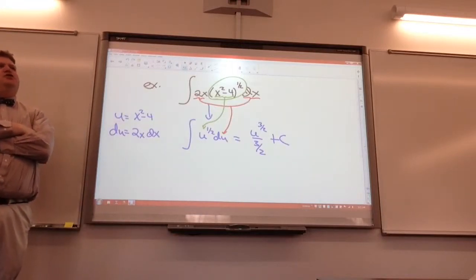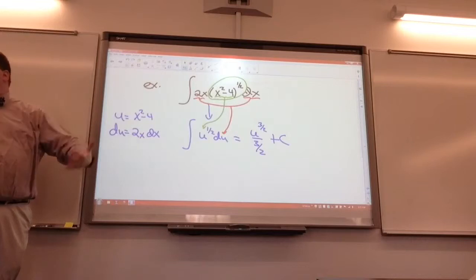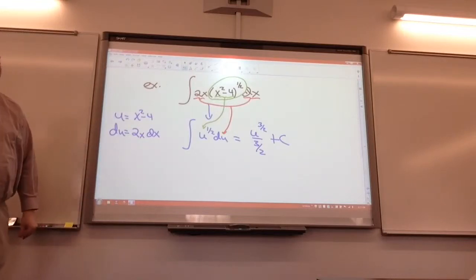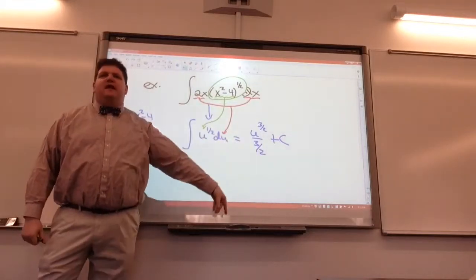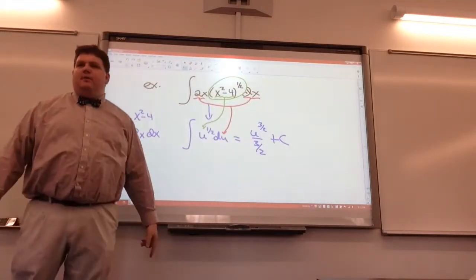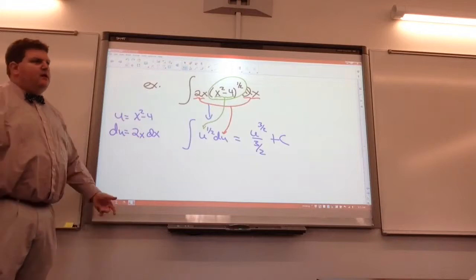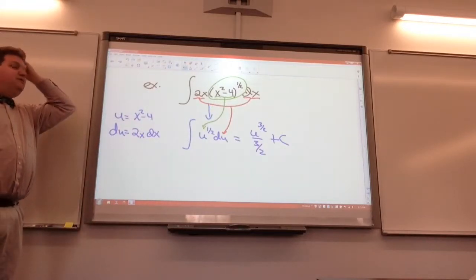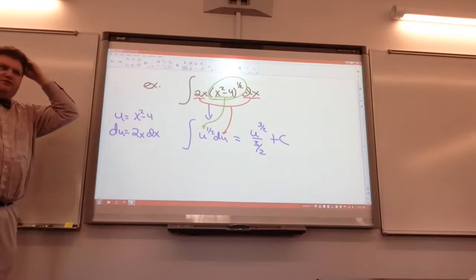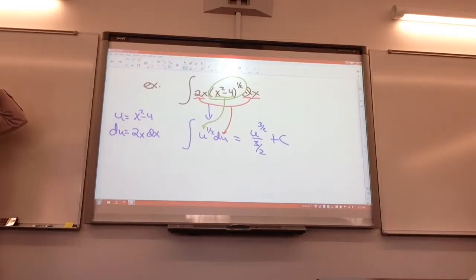It all depends on what you're doing. It depends on what you're after, as far as the problem is concerned. Sometimes leaving it in terms of u makes sense. Sometimes putting x squared minus 4 back in makes sense. When we do definite integrals, they work a little differently with u substitution, and we'll take a look at that in a second. But for the most part, we're done at that point. We don't have to go any further.